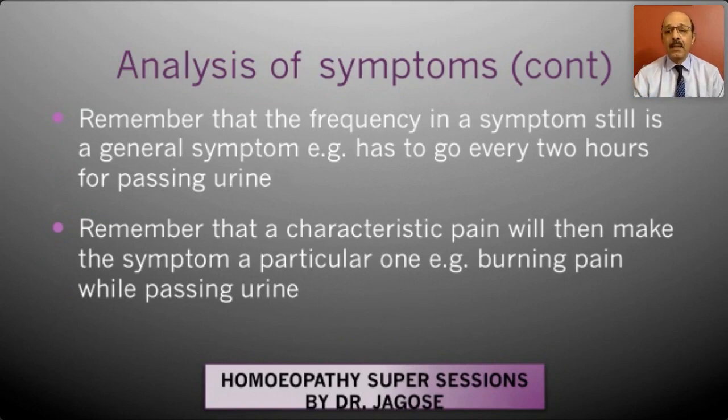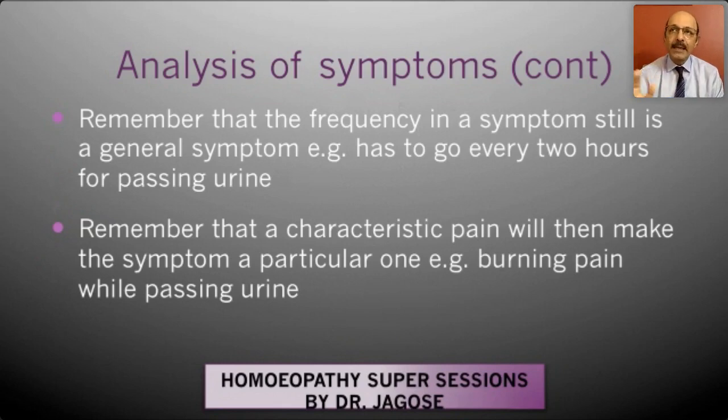Remember that a characteristic pain will then make the symptom a particular one. Example, burning pain while passing urine. As I've told you, urination, passing stools, these are all general symptoms. But however, if you get burning pain before passing urine or during or after, this burning pain characterizes the general, so it becomes a particular. However, as I told you, the frequency doesn't make it a particular symptom. For example, desire to urinate every 2 hours. Now that will not become a particular symptom. So frequency is excluded. Only anything which characterizes the general symptom will become a particular.